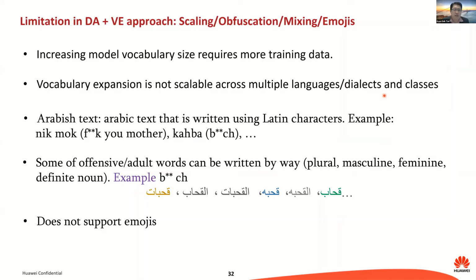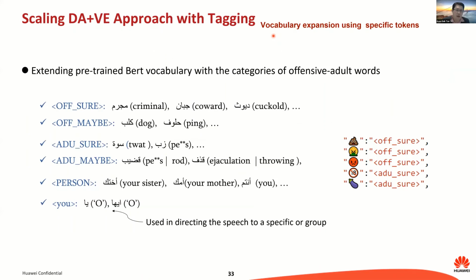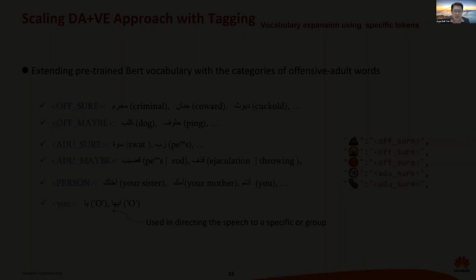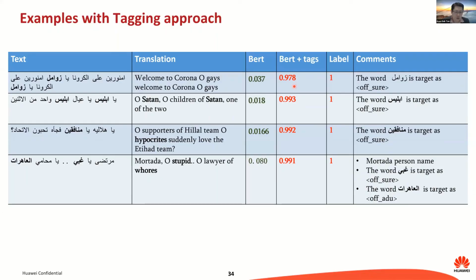However, there are limitations in terms of how we scale up to all the different dialects, and also obfuscations, mixing, and the emoji problems in Arabic. So we promise to extend it with a tagging approach, where certain keywords are tagged as sure or unsure, and the same goes for the emojis. This helps improve the robustness of the BERT model in detecting this kind of offensive content.